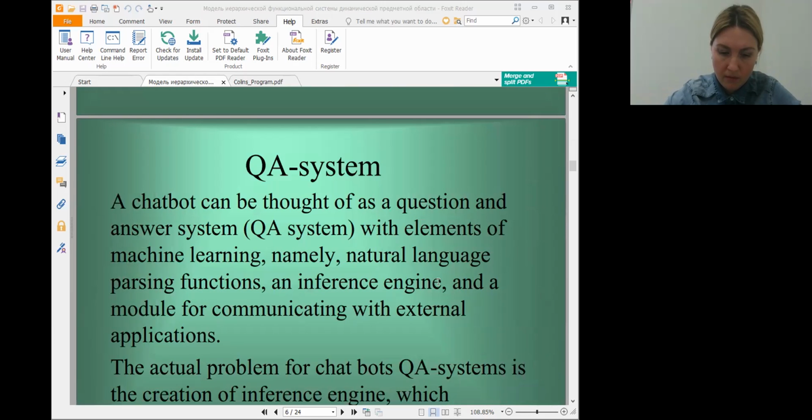The next topic is the QA system. A chatbot can be thought of as a question and answer system with elements of machine learning, namely natural language parsing functions, an inference engine, and a model for communicating with external applications.